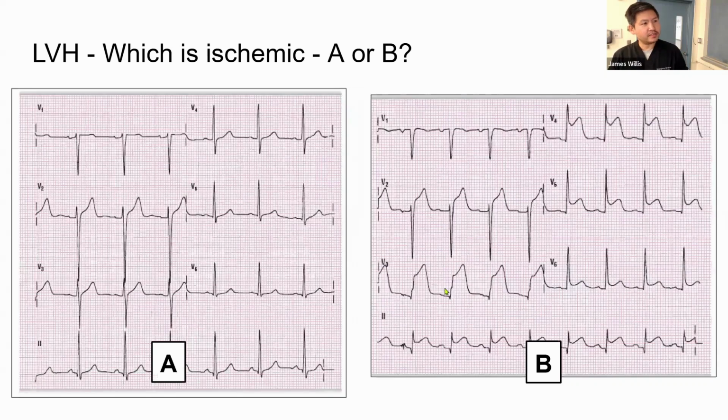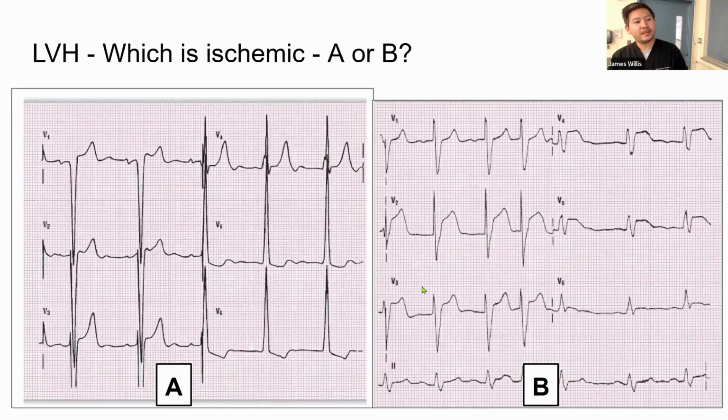Any of these? Quick, A or B? B, good. Don't need to explain. What about here? B, yeah, so definitely out of proportional ST elevations in the anterior leads. I think you guys are getting a hang of it.